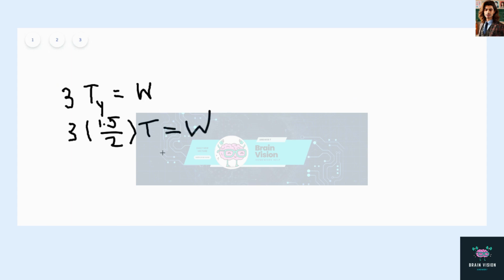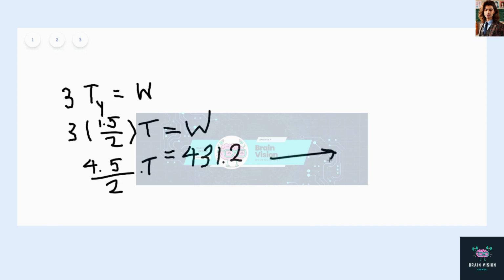And from the first page, we know that the weight of the chandelier is 431.2 newtons, and that equals, I'll do a little bit of multiplication, 4.5 divided by 2 times the total tension in the wire. And now it's just a matter of multiplying both sides of this equation by 2 and dividing by 4.5, and you can determine that the total tension in the wire is 192 newtons.